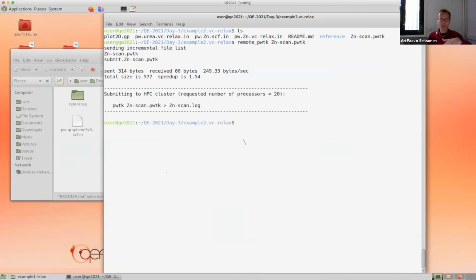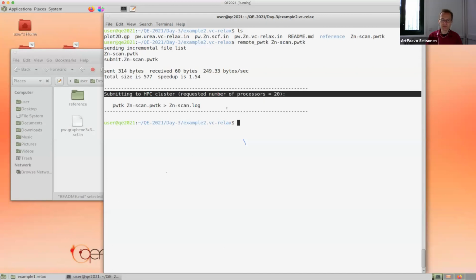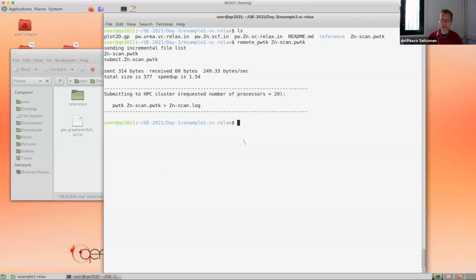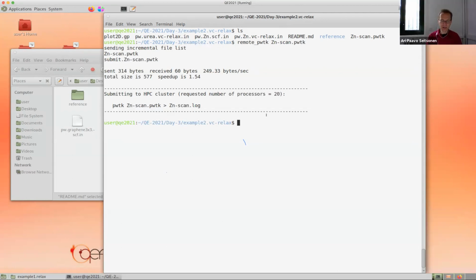Okay, that's just the output. It says something, okay, it's submitted the files to the cluster. You don't need to care about this. And then it says submitting the job. And it says it's using, well, actually not process, but 20 cores. And that's probably too much for this example, but you will see that the next example will be harder. It's better to use those 20 cores. Okay, we check 30 seconds execution time.